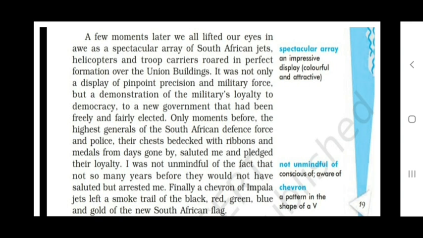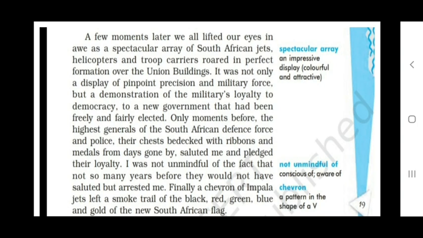When we lifted our eyes in awe, a spectacular array of South African jets, helicopters, and troop carriers rode in perfect formation over the Union Buildings. You have seen the airplanes, the helicopters, the jets. They were flying over the Union Building, and they spread a colorful display. It was really attractive. So there was an impressive display of colorful and attractive patterns. It was not only a display of pinpoint precision and military force, but a demonstration of the military's loyalty to democracy.